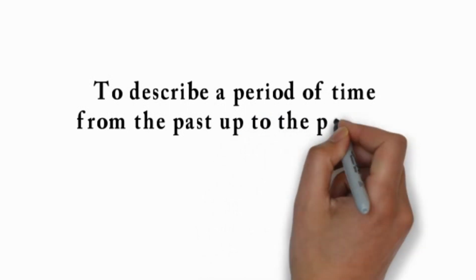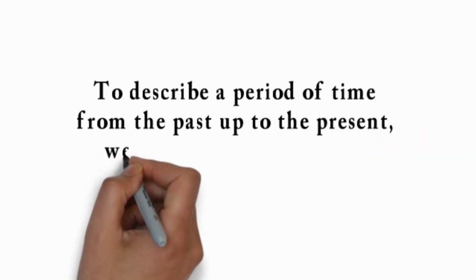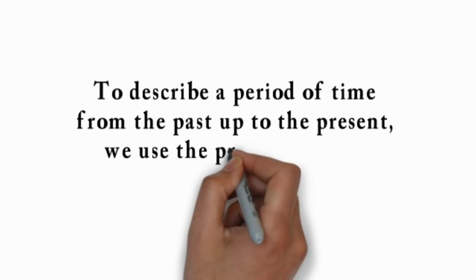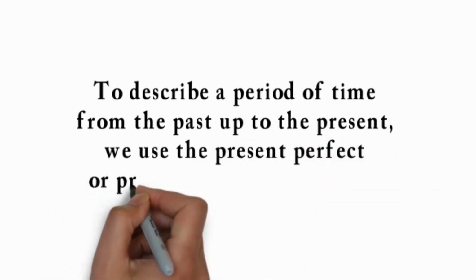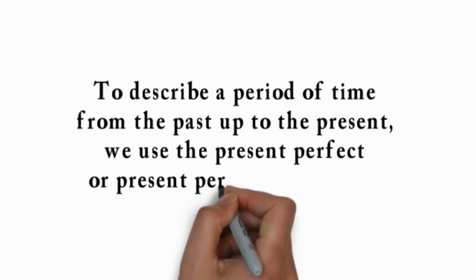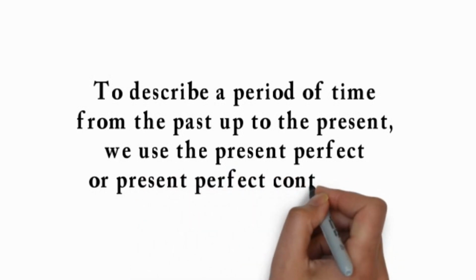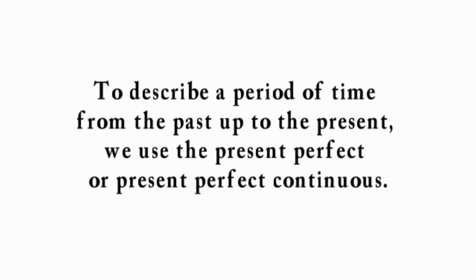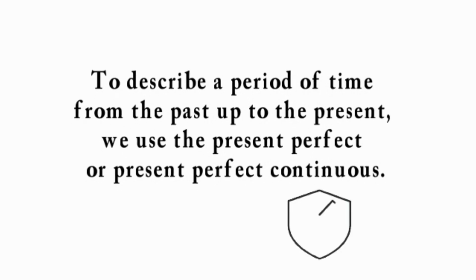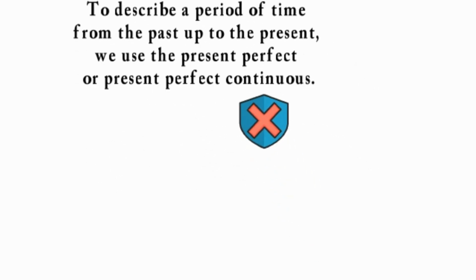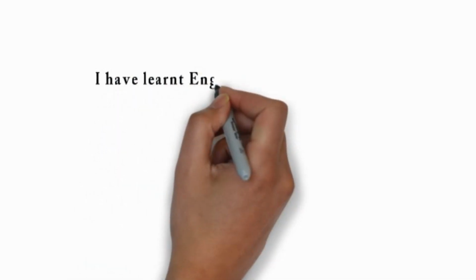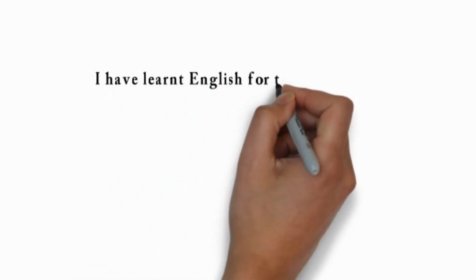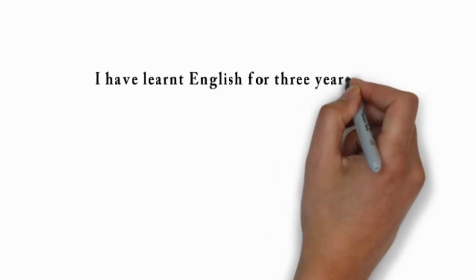Sometimes it is unusual to use these expressions in the present tense. You see the examples. You can't use, like, the sentence, I learned English for 3 years. Rather, you say or you use, I have learned English for 3 years.